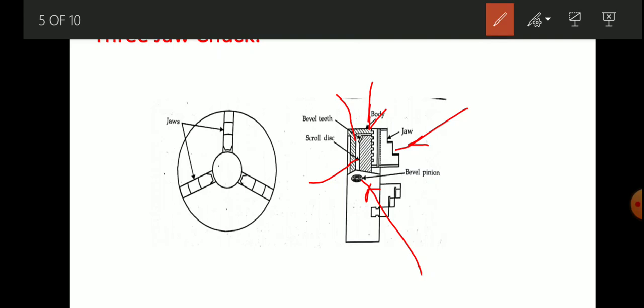If we move one key, then the three jaws will move simultaneously, which mesh with a scroll disc. When the disc rotates, all the three jaws move backward or forward by an equal amount. Thus the workpiece is automatically held between the jaws. It is used for holding round and hexagonal bars. So this was about three jaw chuck.